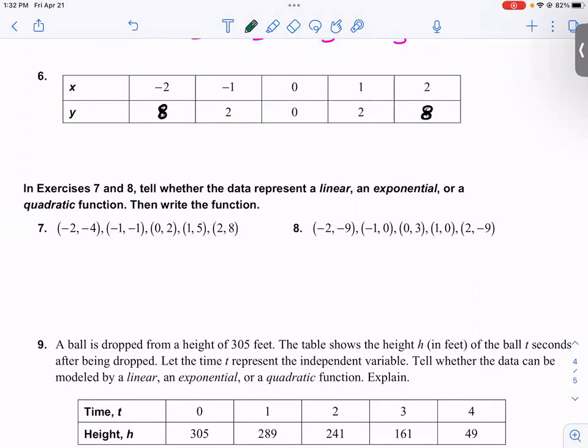Who votes that this is linear? Good answer. Who votes that this is exponential? Who votes that this is quadratic?